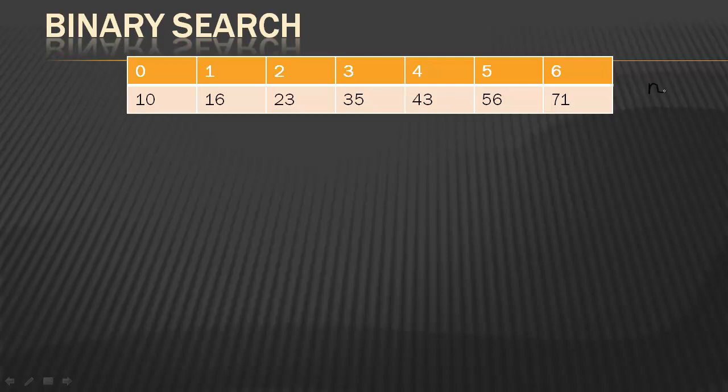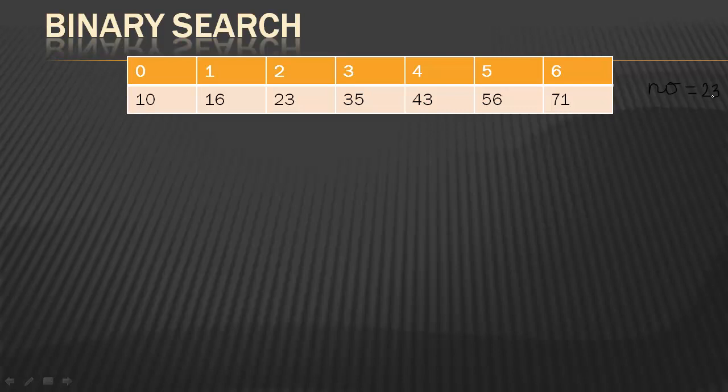Let's assume the number that I'm searching for is 23. How does this whole mechanism work? You know what it does? It keeps dividing the array into halves and decides, should I be looking at the left side of the array or the right side of the array? Why? Because the elements are sorted.